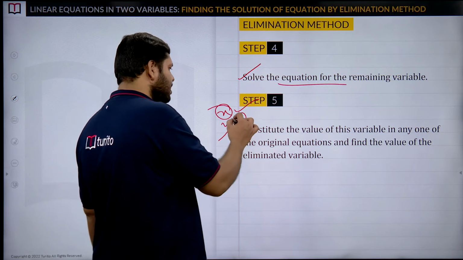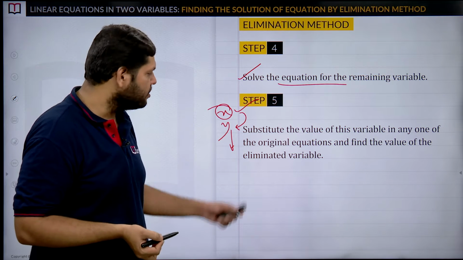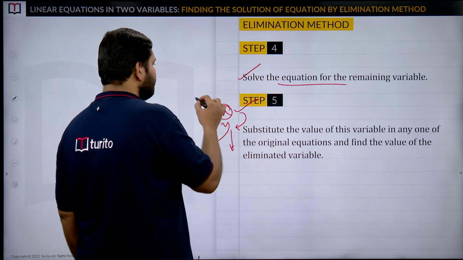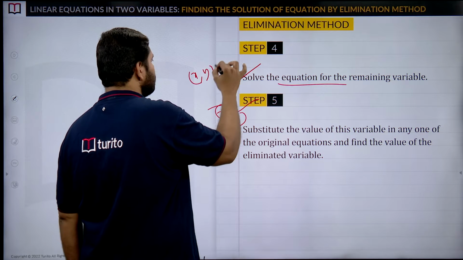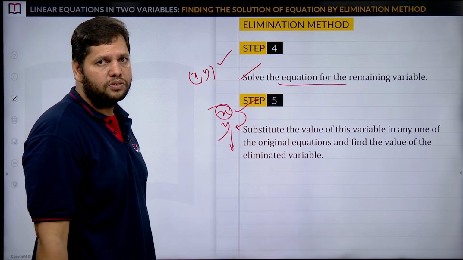After getting the x value, take that x value and substitute it in any one of the equations to get the y value. Then you will get what? The x value and the y value. So you will get both. So this is called what? A pair of solution. Am I clear, children, how we are doing the procedure?